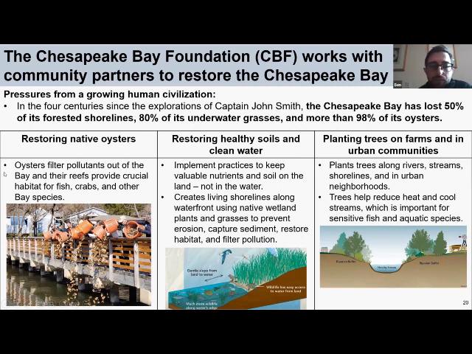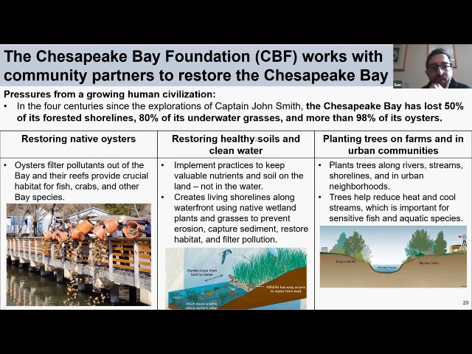they're trying to restore native oysters. Oysters are good for the ecosystem because they can filter pollutants out. So they're kind of like a natural way to clean the water. And they can remove nutrients, organics. They're called filter feeders because the water flows through them and they filter out these pollutants. And they also can provide habitat for fish, crabs, and other bay species because they create these sort of oyster reefs. So there's a lot of work going on in introducing those.